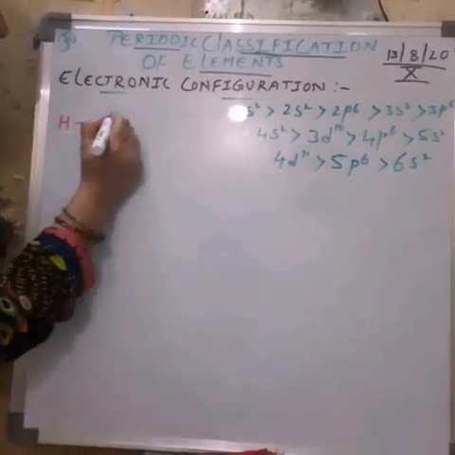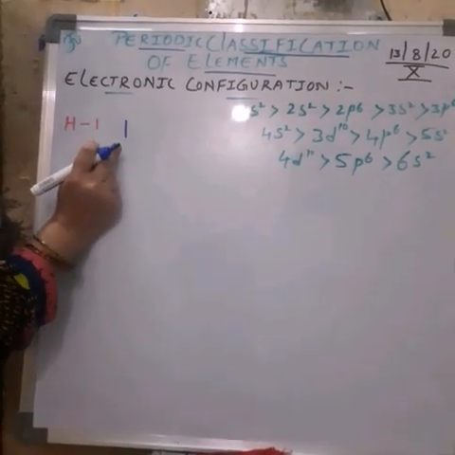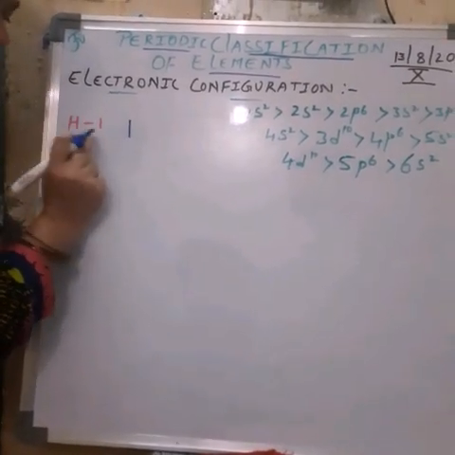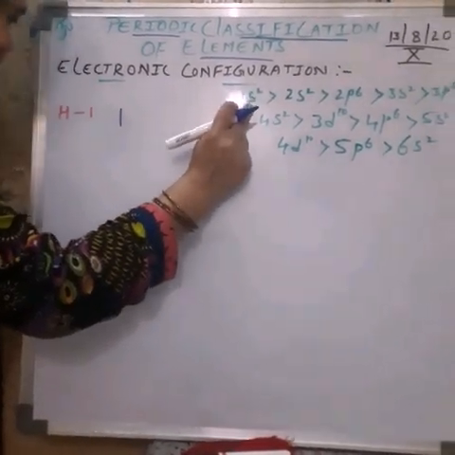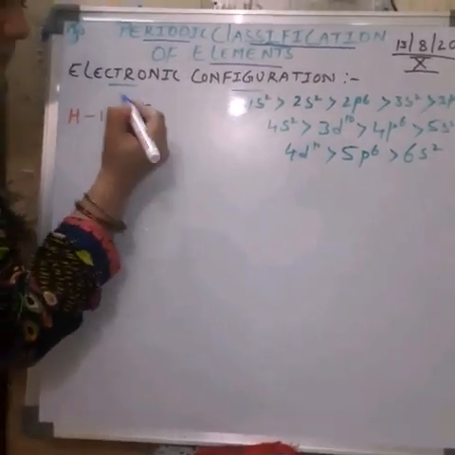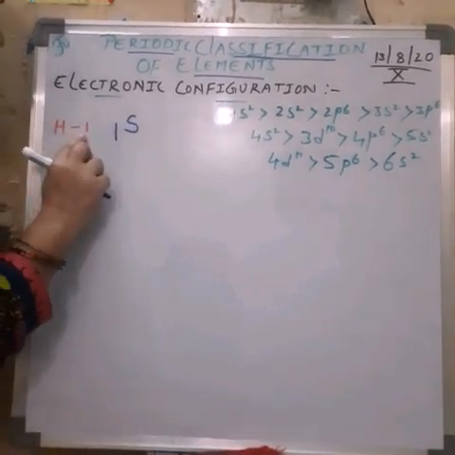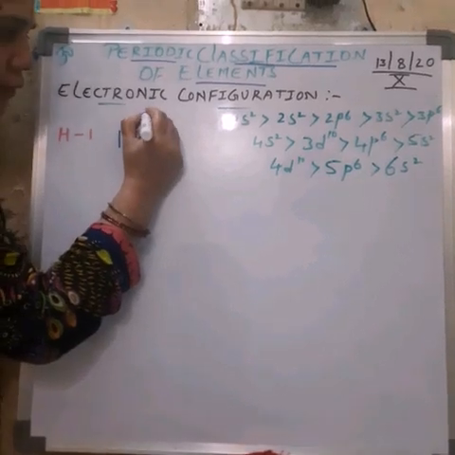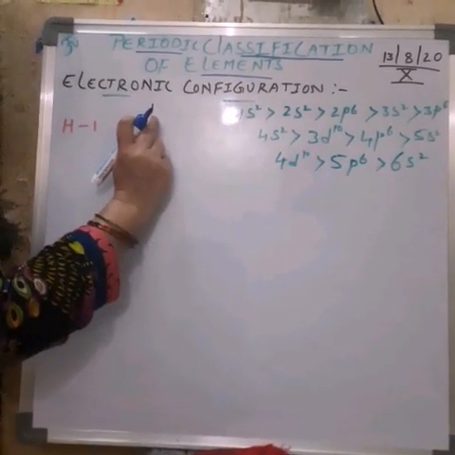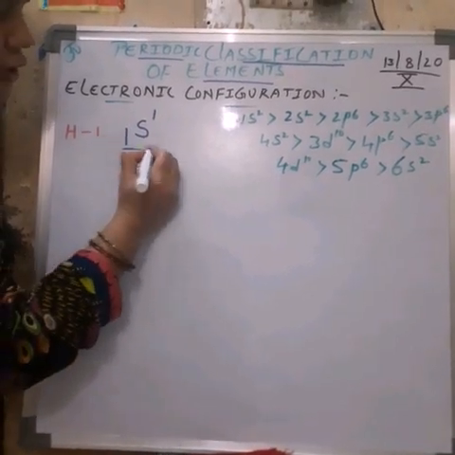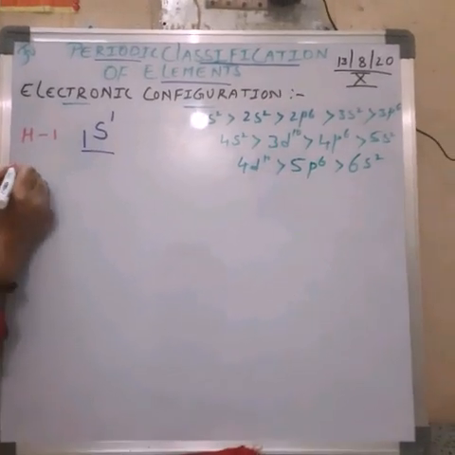1. So my configuration, first I will write the shell. So which shell will the electron of hydrogen enter? First shell. And in first shell, which subshell will it enter? S. Okay. Now S has capacity of how much, children? 2. But hydrogen has how many? 1. So therefore it will have the exponential value as what? 1. So now what is my configuration? 1s1.